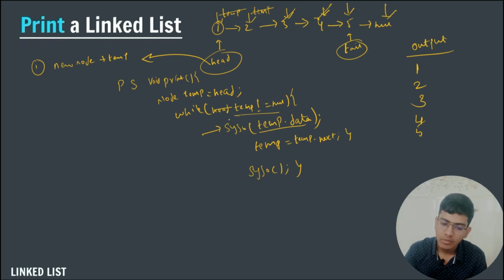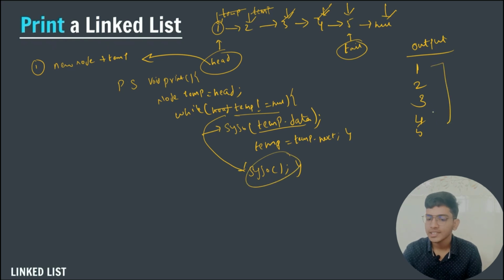So this condition will become false. After that I will come out of the loop, that's all. So you can see that I have printed all the elements in my linked list. So this is how I'm going to print the elements in my linked list. Now let us code this thing.